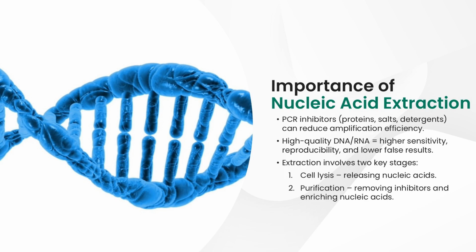It consists of two stages. First, cell lysis to release the nucleic acids, and second, purification to remove unwanted contaminants. Simply put, good PCR begins with good extraction. Now let's look at the different cell lysis strategies available, since this is where sample preparation begins.